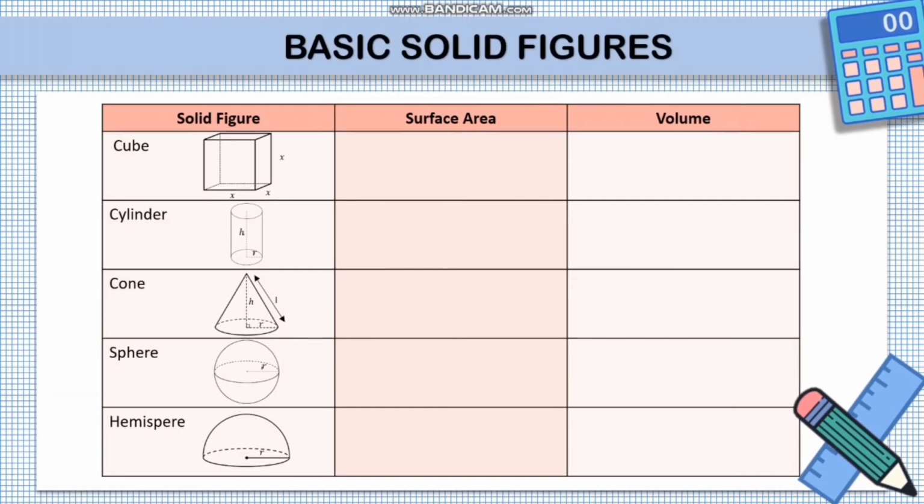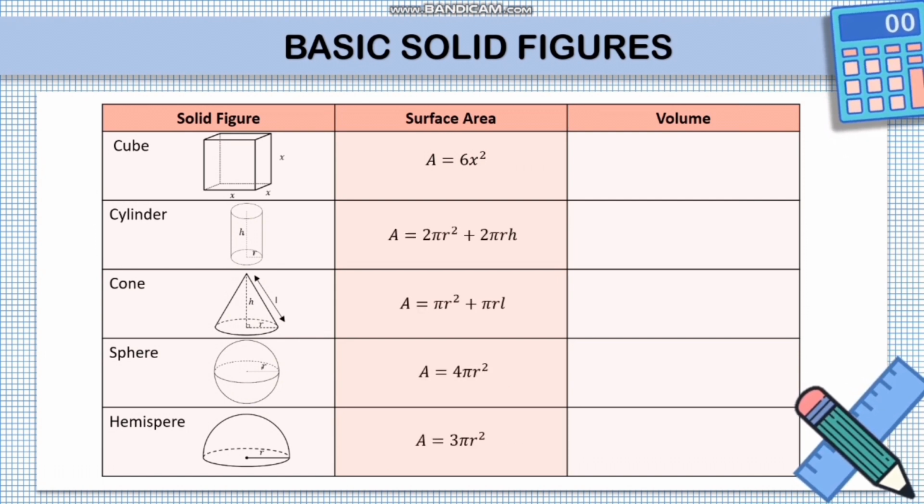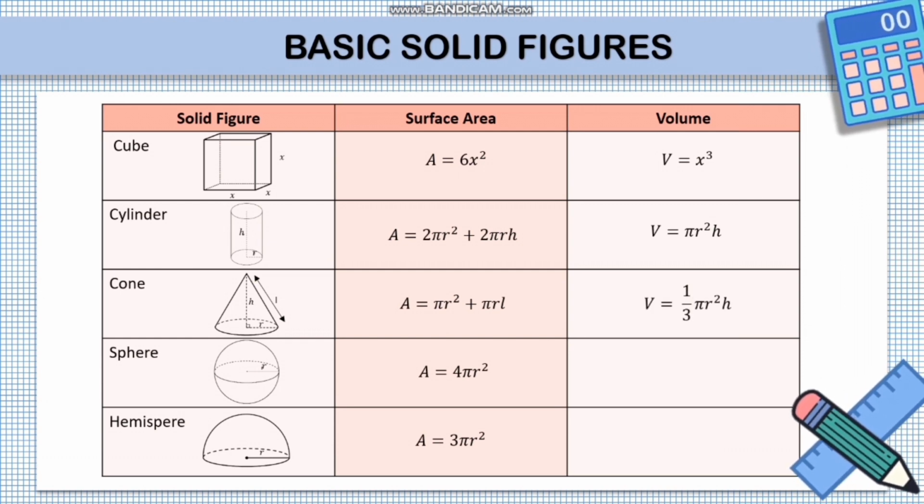To solve a maximum and minimum problem, we must know area and volume formulas. So here is a table of selected formulas for certain shapes that are usually asked in questions.